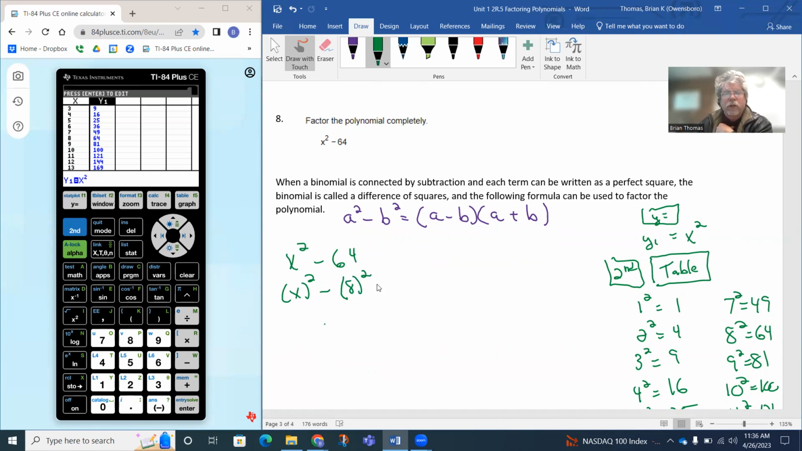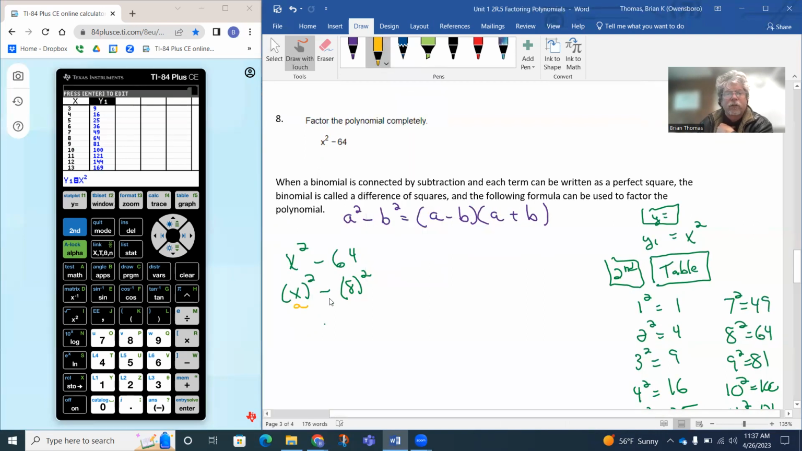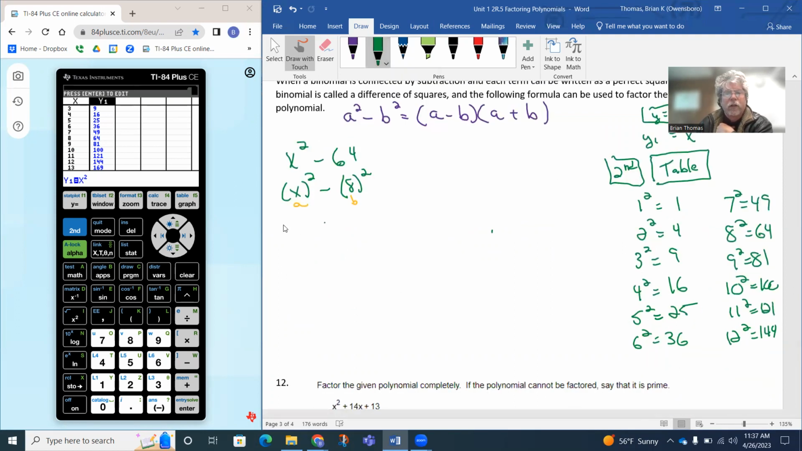So since this is what's called a difference of squares, I can follow this formula that says if you have a squared minus b squared, I then can write this as a minus b times a plus b. So notice how the x is actually going to equal your a. So this x is actually your a, and this 8 is actually your b in my formula. So I can apply that to this problem and say x minus 8 times then x plus 8. And that will give me the factorization.